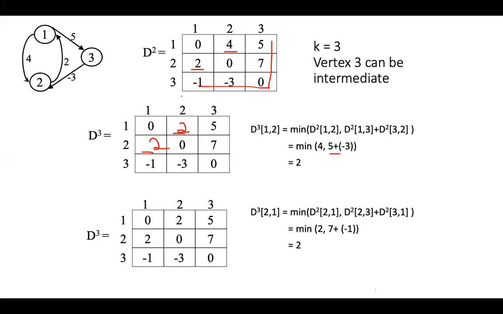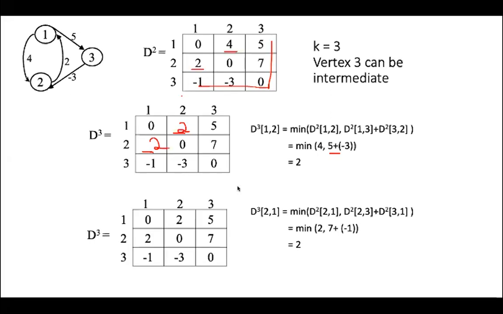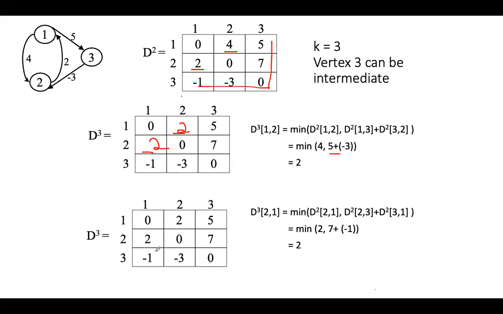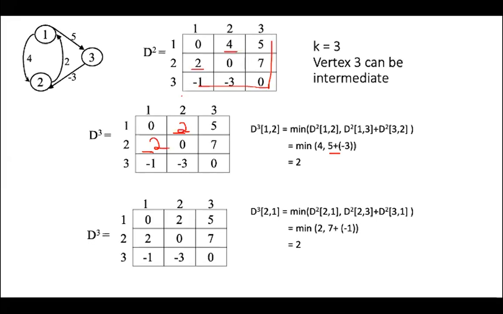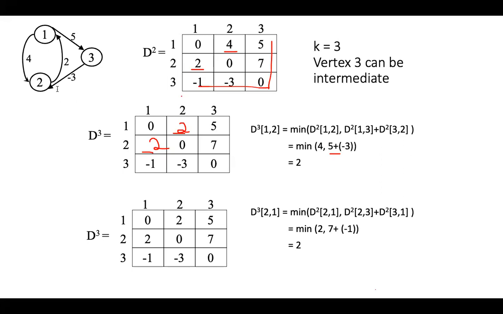You can see the cost matrix 0, 2, 5, 2, 0, 7, minus 1, minus 3, 0. Is it clear? Have you understood? So the same output we got, the least distance matrix.